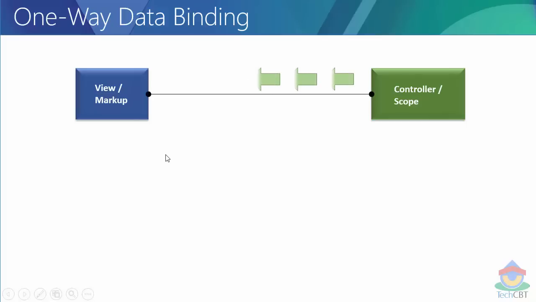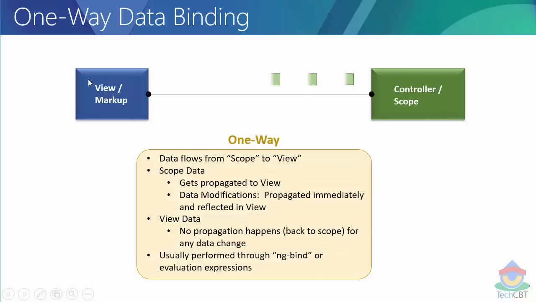So let us see in more detail, from both the view and scope perspective, what happens during one-way binding. The first thing is that data flows from the scope to the view, which we already discussed. The next one is scope data. What happens to scope data? All the data available in the scope gets propagated to the view. We already knew this. All the data available in the scope can be sent to the view, and the view will be consuming the data. Any data modifications to the scope, even after the propagation to the view, will again be propagated to the view.